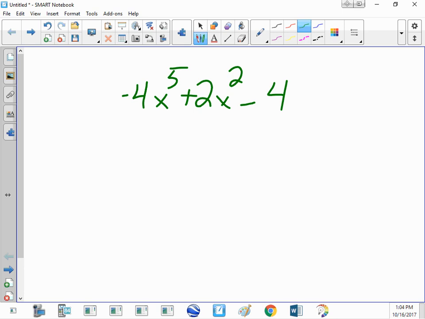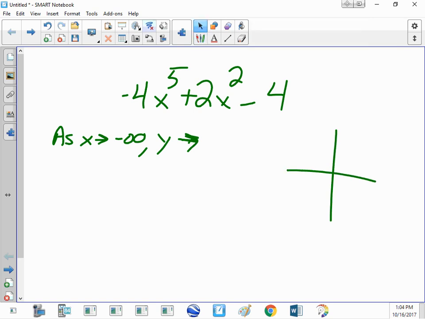So, what type of polynomial is that? Trinomial has 3 terms. What is the degree? 5. What is the end behavior? Well, without drawing it, as x approaches negative infinity, y approaches... Ooh, it's a tough one. Maybe we should graph it.